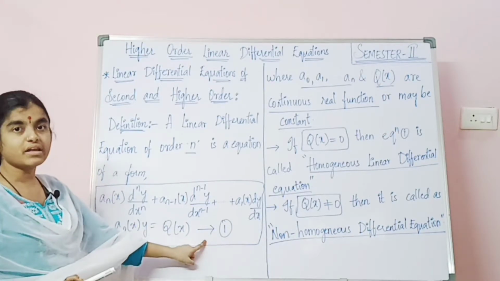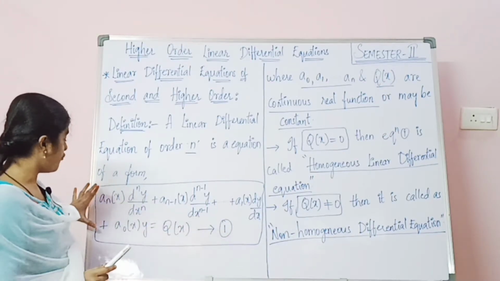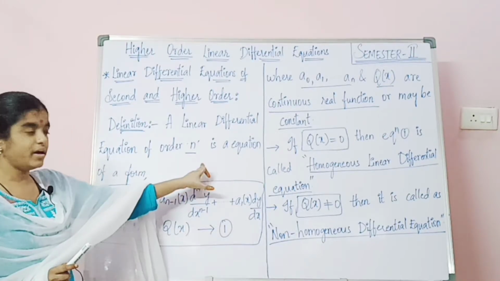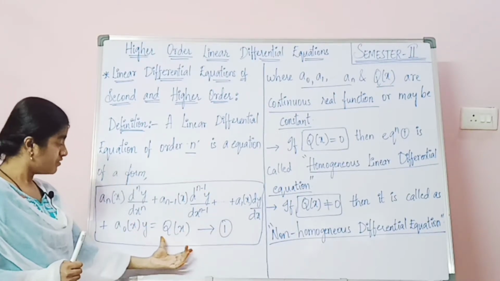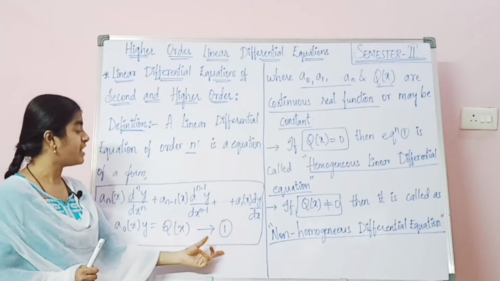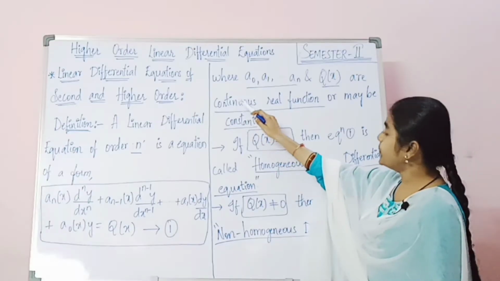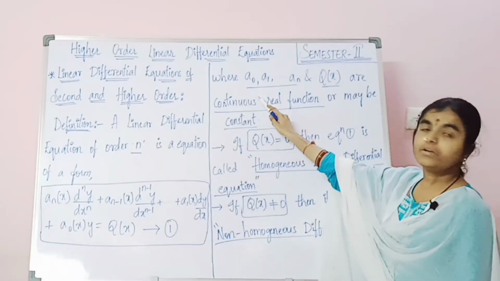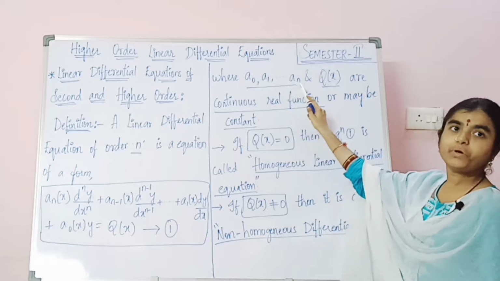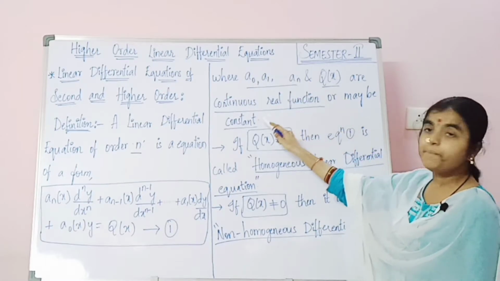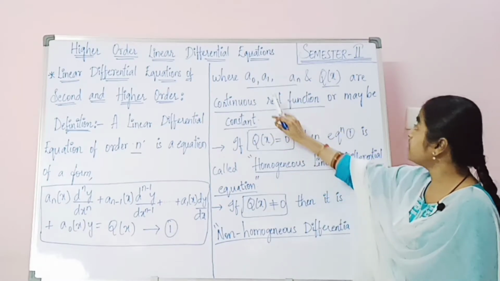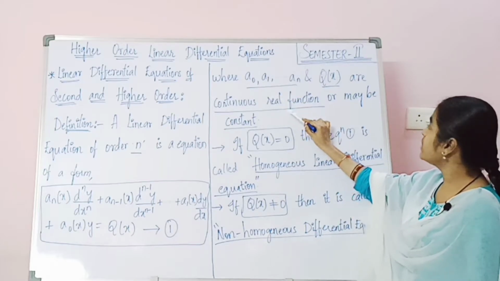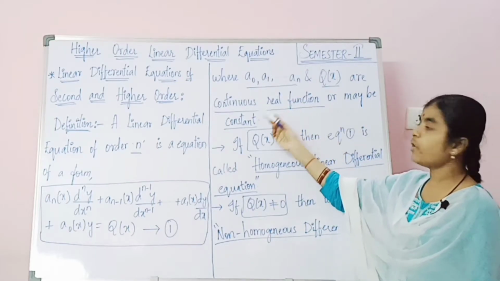This we are considering as equation 1. This is the form of an equation of order n. Here a naught, a1, and so on up to an, and q of x are continuous real functions, or these may be constants.